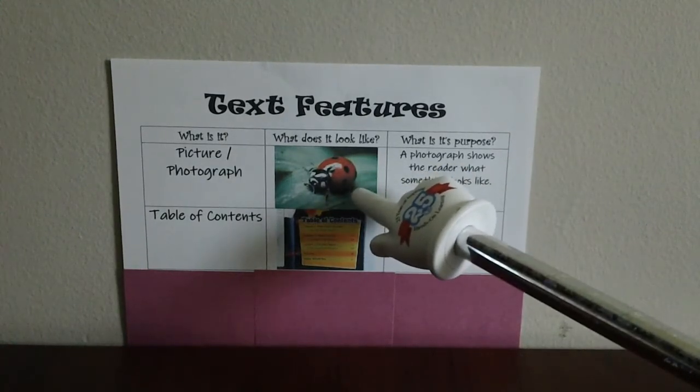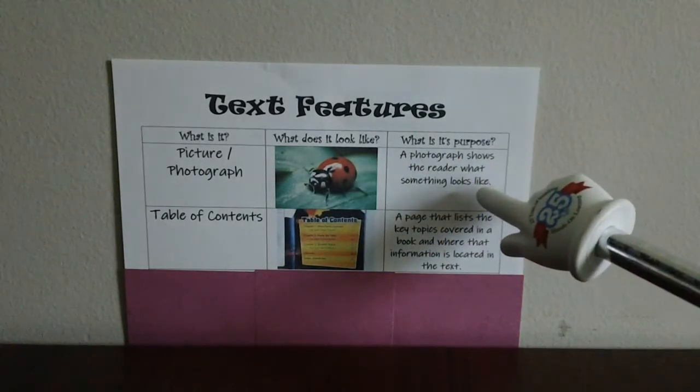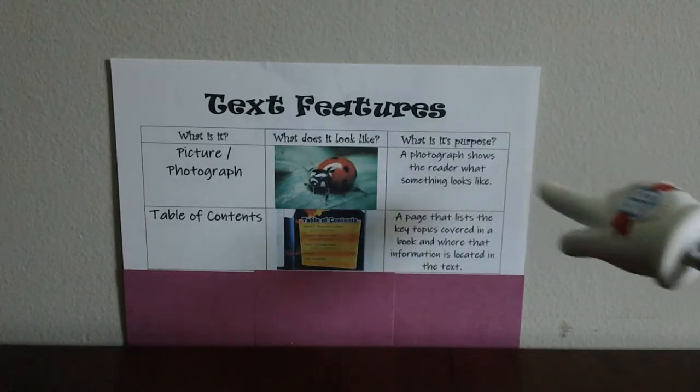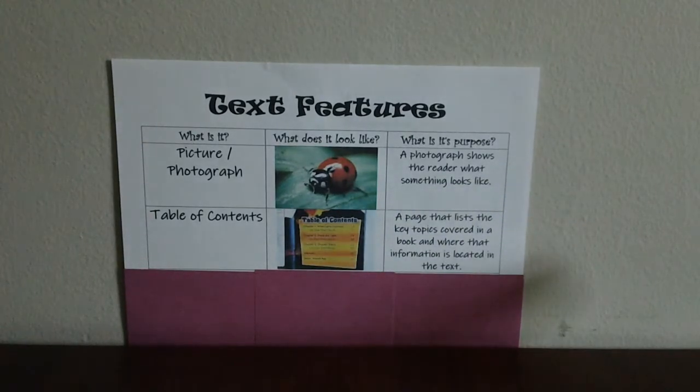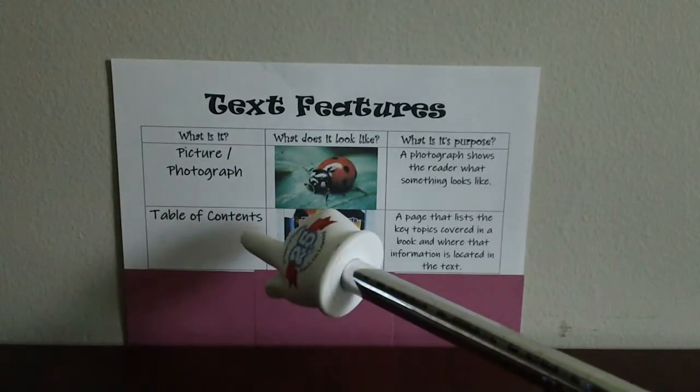Here is a photograph of a ladybug. A photograph shows the reader what something looks like. We saw a photograph of an airplane on the cover of our book, and there's going to be many more photographs inside our story. The next text feature listed on our chart is Table of Contents.